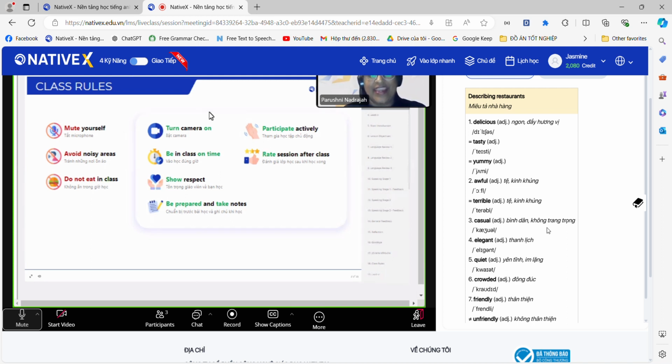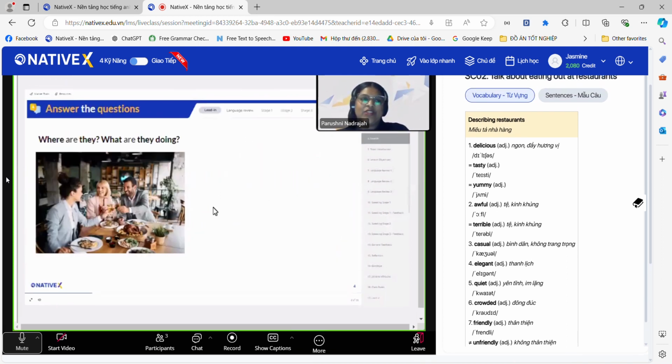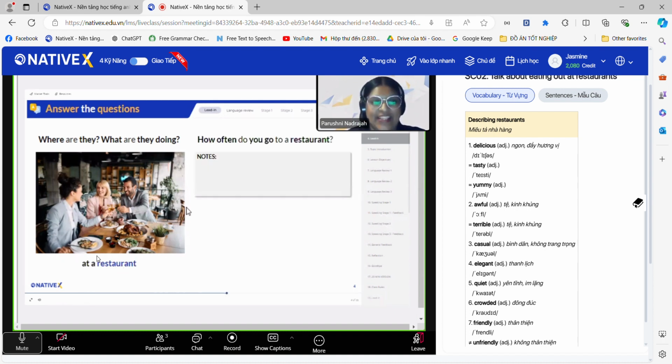Our lesson, okay? Let's start with the lesson. So look at the picture over here, okay? Can you tell me where they are and what they are doing? I see they are eating in a restaurant. Okay, good. So they are at a restaurant and they are eating, right?